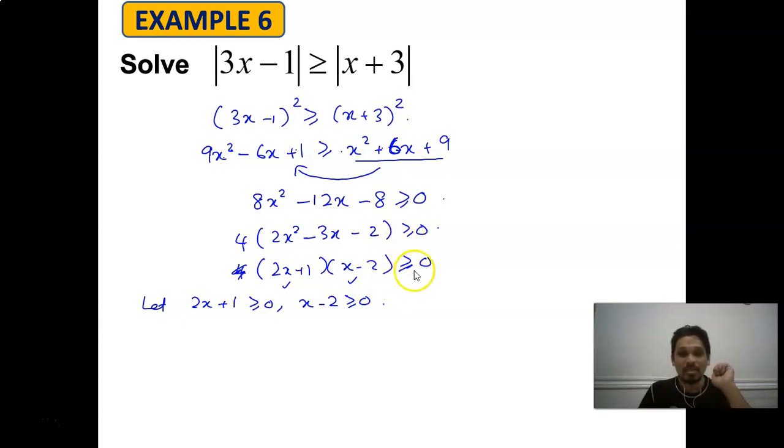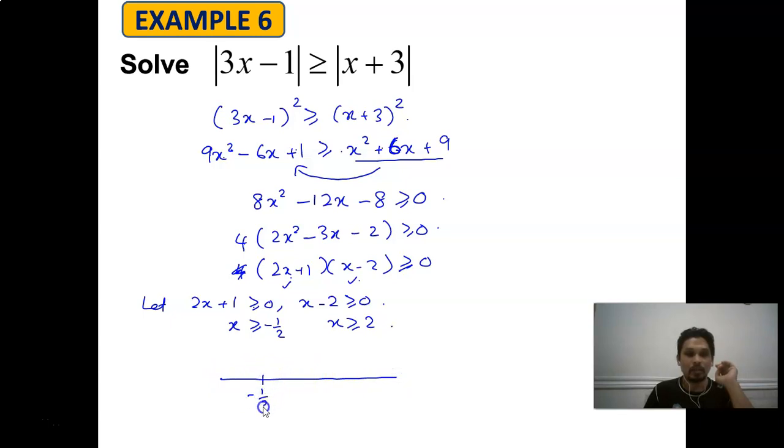Again, whether this sign is greater than or equal, or greater than only, or less than or equal, or less than only, no matter what sign we have here, we just assume that these two factors are positive. It has nothing to do with this one. Assume it positive first, then x greater than or equal to negative 1 over 2, and x greater than or equal to 2.